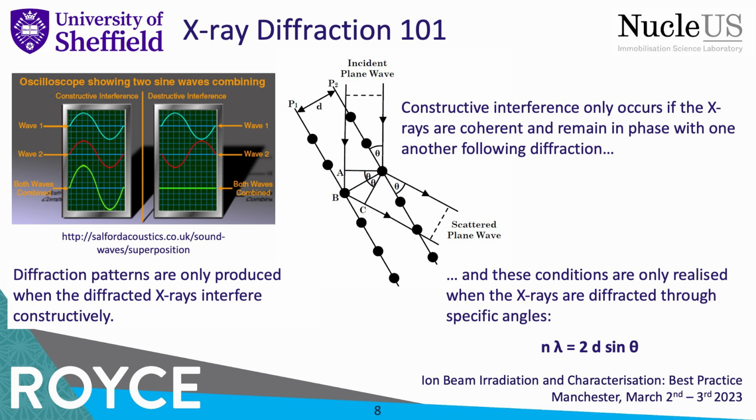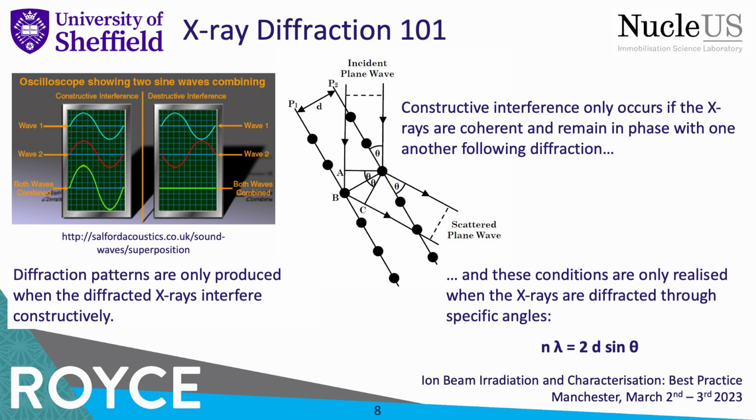If they get re-emitted with the same energy, they're then coherent. And if they haven't scattered inelastically, then they can remain in phase. And that allows the X-rays to combine and constructively interfere, which is what gives us our diffraction patterns. But we find that only happens when the X-rays are scattered through very specific angles.